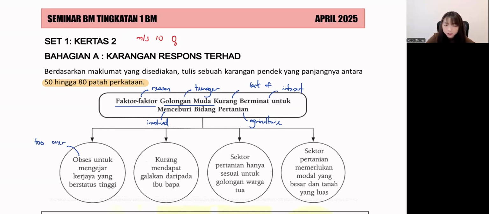Mengejar, it means to chase. So it's like too over to chase after the career that have high status. Kurang mendapat galakan daripada ibu bapa, lack of encouragements from parents.